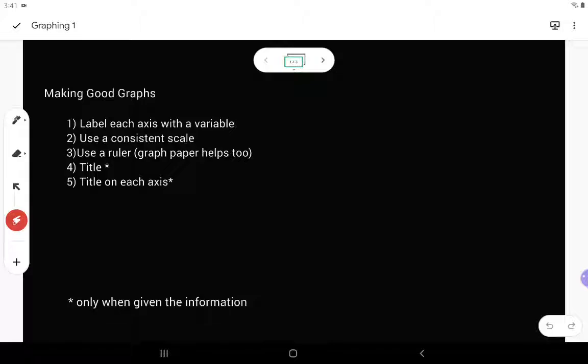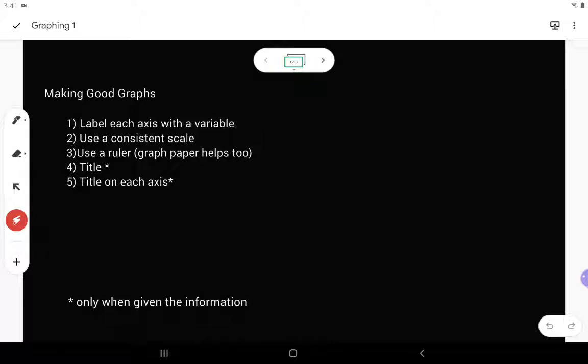If you're doing this on paper, you need to make sure you use a ruler. There's nothing worse than a graph that's got lines that are all squiggly and I can't really tell where anything's going, or it looks like this, and that's not really what we want. So I want you to be using a ruler, and obviously if you have graph paper, that helps too.